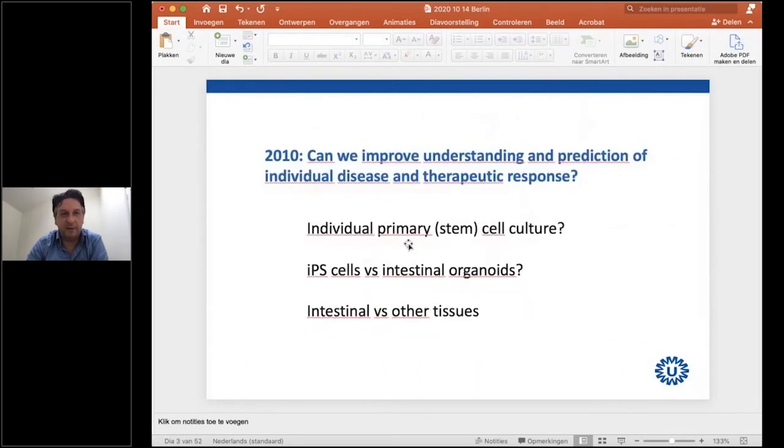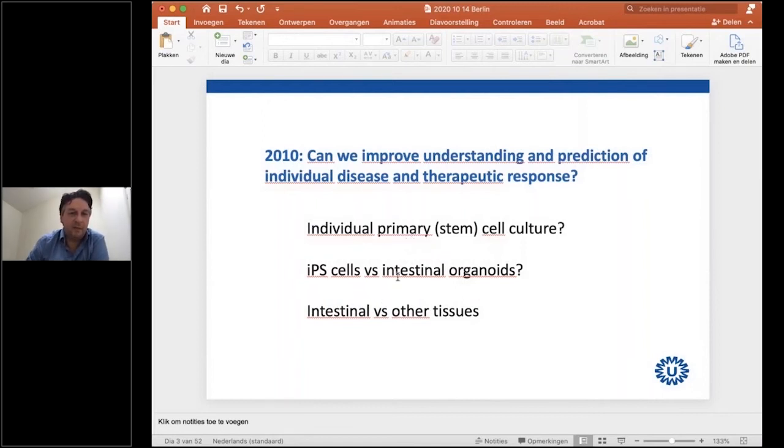So already some 10 years ago, we tried to develop new ways to better understand and predict the individual disease and therapeutic response of people. And we considered that it would be nice to use laboratory culture models to do this, because this allows you to get an individual patient sample into your lab as a living entity and stimulate it and use it for various research purposes.